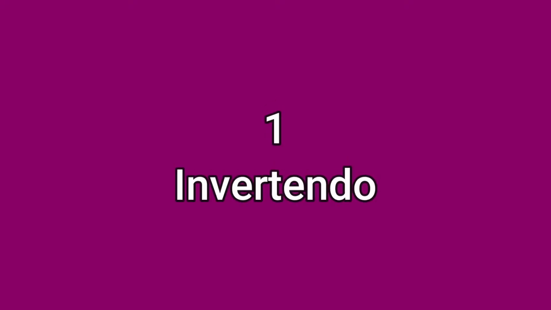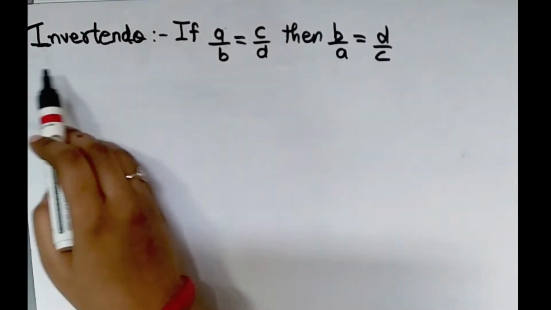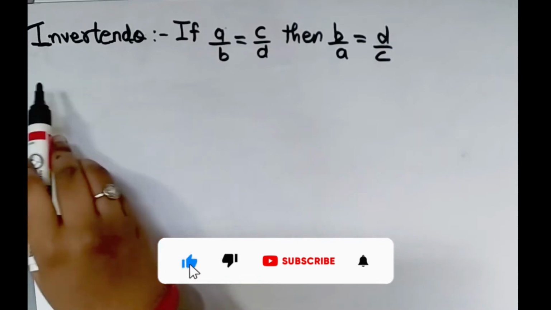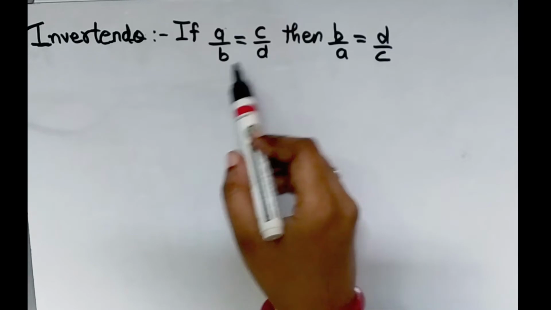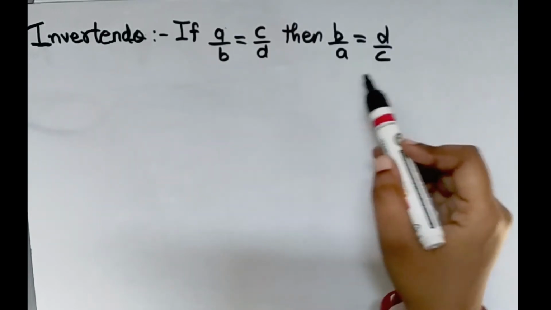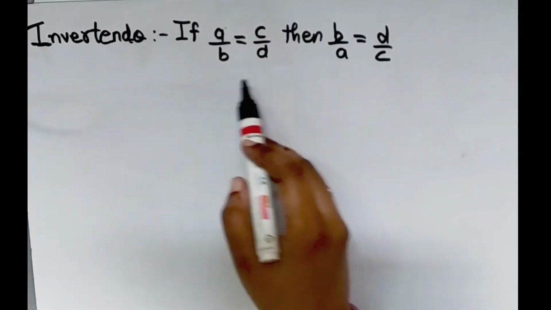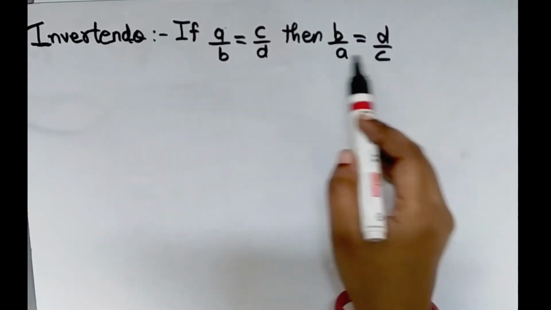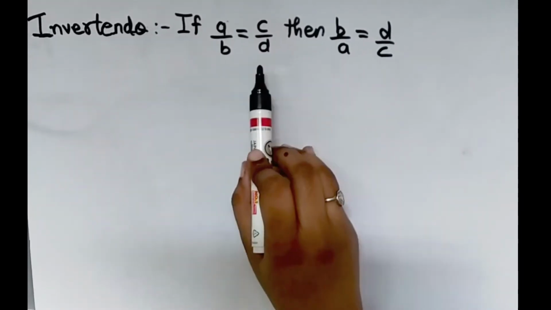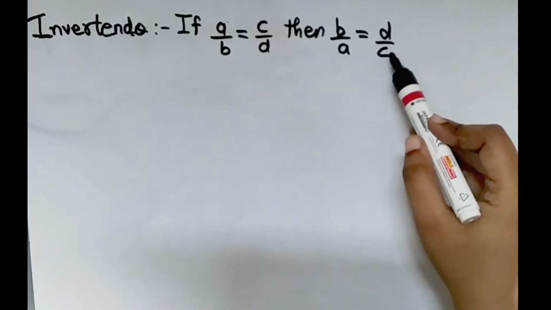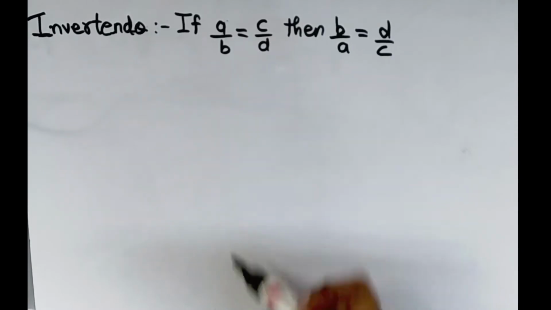The first property is invertendo. Now we will prove it. From the name itself you can see invertendo means inverse. If A upon B is equal to C upon D, then B upon A is equal to D upon C. This means if two ratios are equal, then the inverse of both the ratios will also be equal. The inverse of A upon B is B upon A, and the inverse of C upon D is D upon C. We will prove how this comes.